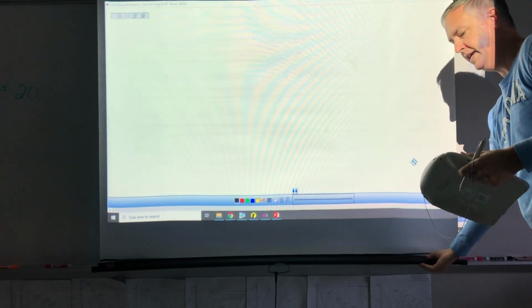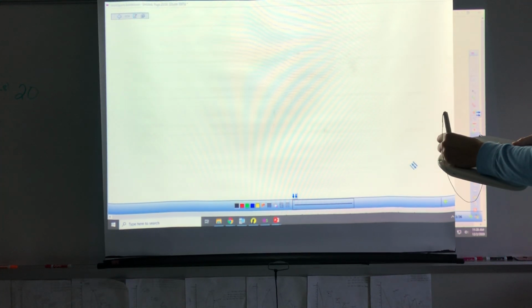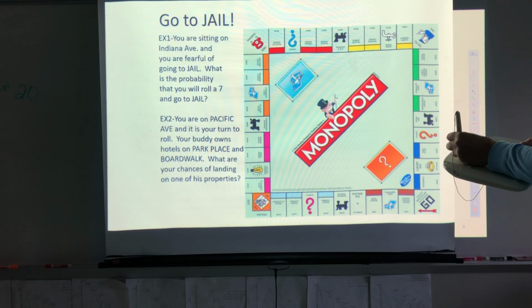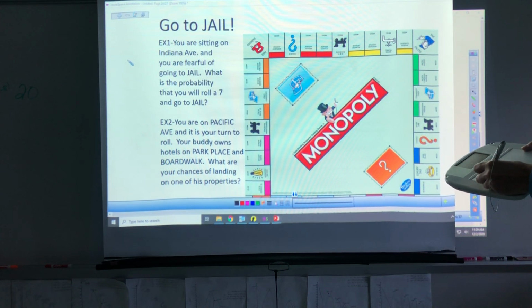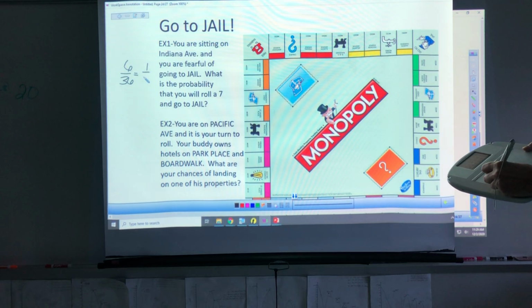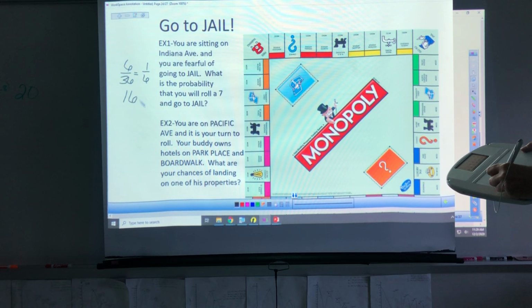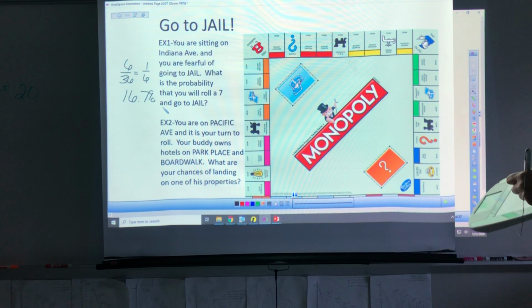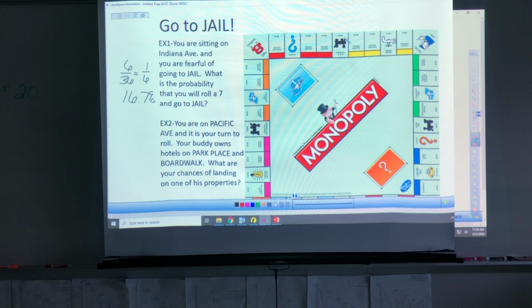Okay, so I'm gonna pull this guy back down. Pull him back up. And so I have a 6 out of 36 chance, which is what, 1/6, which is 16.7%. Okay? So that's how that works.